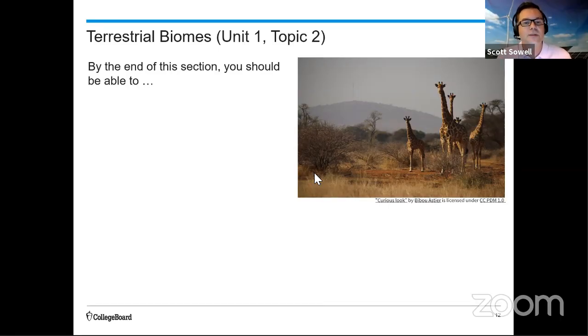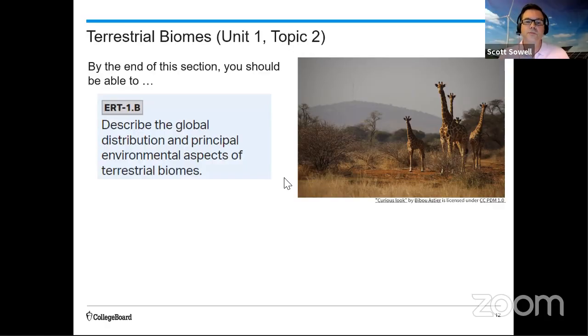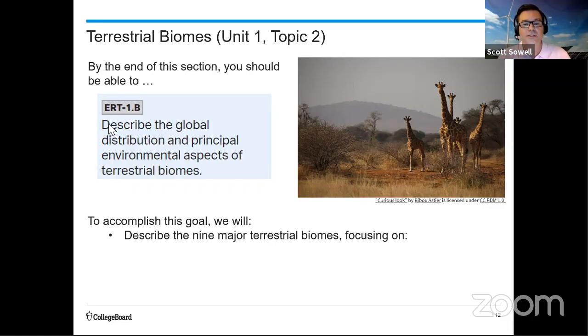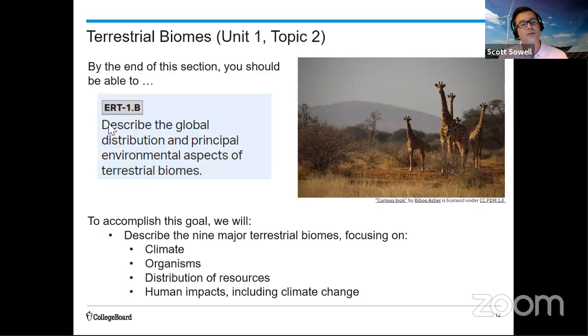By the end of this section, you should be able to describe the global distribution and principal environmental aspects of terrestrial biomes. Distribution: where are they? There's a pattern to that. And then once you know where they are geographically, what are some of their characteristics? What makes a savanna different from a tropical rainforest, for example? To get there, we will describe the 9 major terrestrial biomes. For each of those 9, we're going to talk about climate, the organisms there, the distribution of resources, and look at some impacts, including climate change, on each one of those biomes.